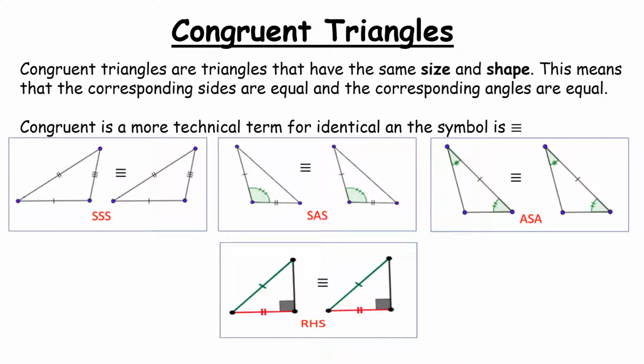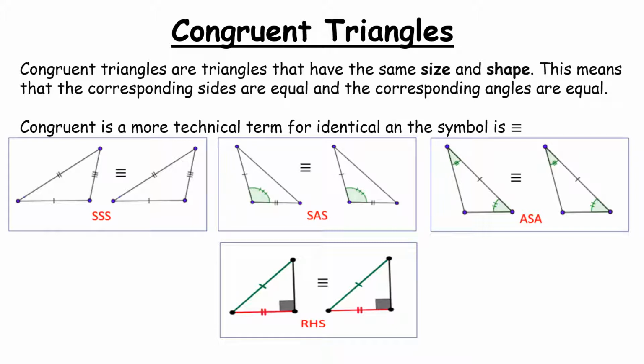So now let's talk about congruent triangles. Congruent triangles are triangles that have the same shape and the same size. The shape of a triangle is controlled by the size of its angles, so that means the triangles have the same size angles. Its size is then dictated by the length of each of its sides.